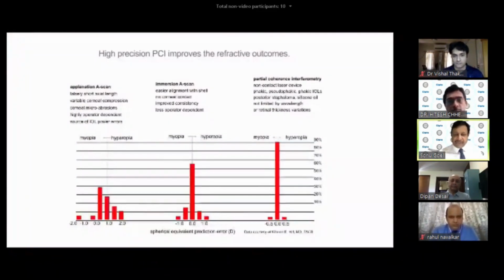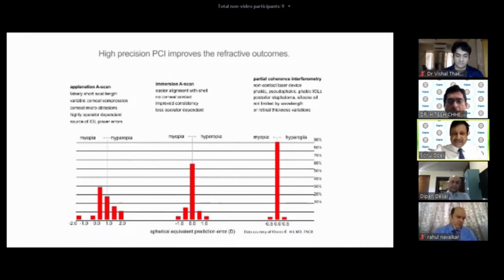Now, a quick graph, if you see here, on the left side is the applanation A scan, the middle is the immersion, and the right side is an optical device. The applanation A scan falsely gives you a short axial length because you have a variable corneal compression. The corneal microaberrations and the higher operator dependency are some of the sources of IOL power errors.